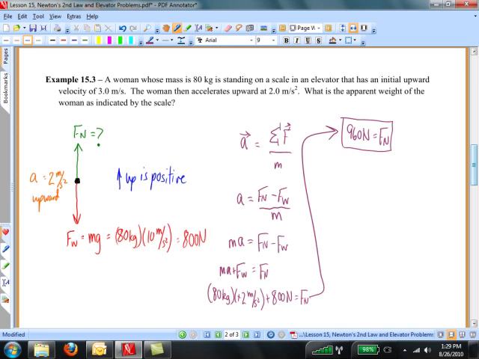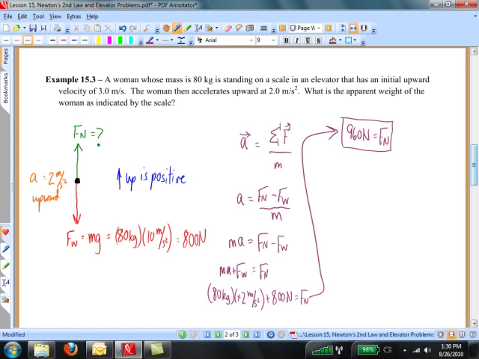Now, notice something. The initial velocity is a number that doesn't even appear in this problem. It may appear in some other problems, but velocity is not the same thing as acceleration. So the fact that the elevator was moving already doesn't even enter this problem. The force depends only on the acceleration. It doesn't depend on the initial way the elevator is or isn't moving.